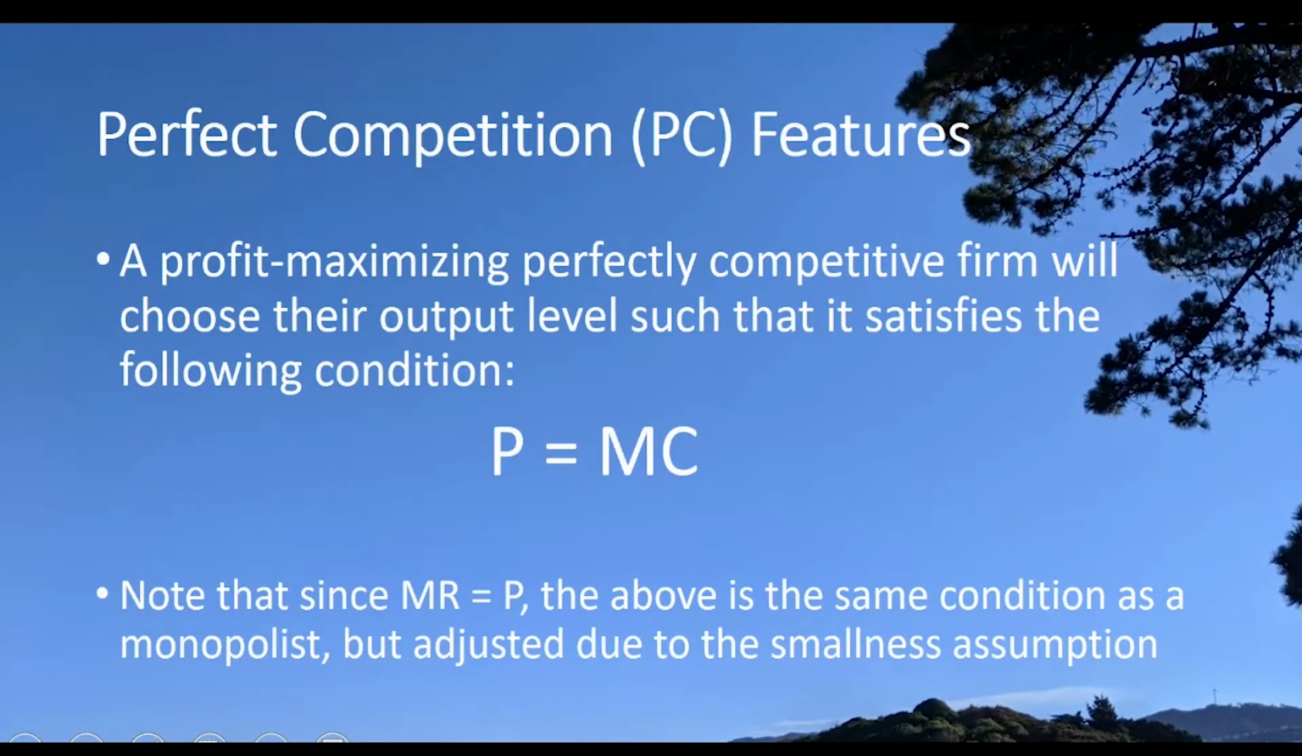Now, a profit maximizing, perfectly competitive firm will choose their output level to maximize their profit such that it satisfies the following condition. And this is one you have to remember. Price is equal to marginal cost. So choose output such that price is equal to marginal cost. That's what a firm has to do if it wants to get the most money it can in the market situation that it faces.